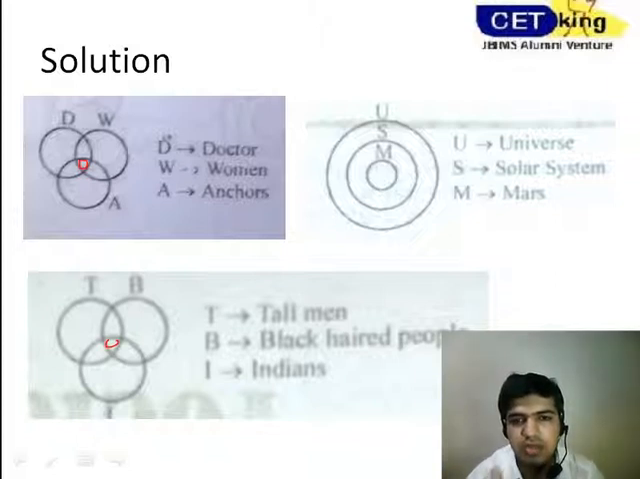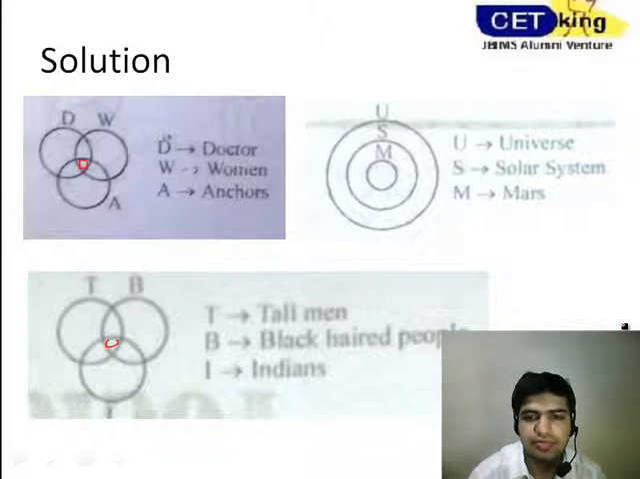So Mars is a subset of the solar system, and the solar system is a subset of the entire universe. Or at another level, if we want, we can add the galaxy Milky Way over here. So Milky Way and then universe. So it is a subset. So this will be the type of diagram that we'll get.